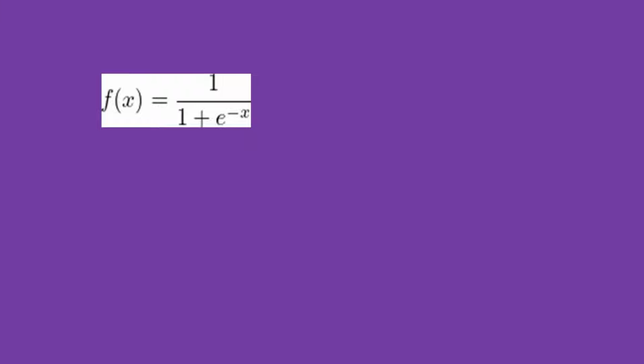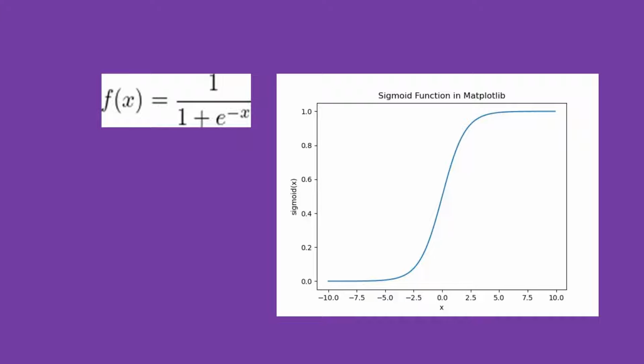As we can see, the logistic sigmoid function is an S-shaped function that is defined as f of x is equal to 1 by 1 plus e to the power of minus x. So when plotting the sigmoid function, it is an S-shaped curve with a range between 0 and 1.